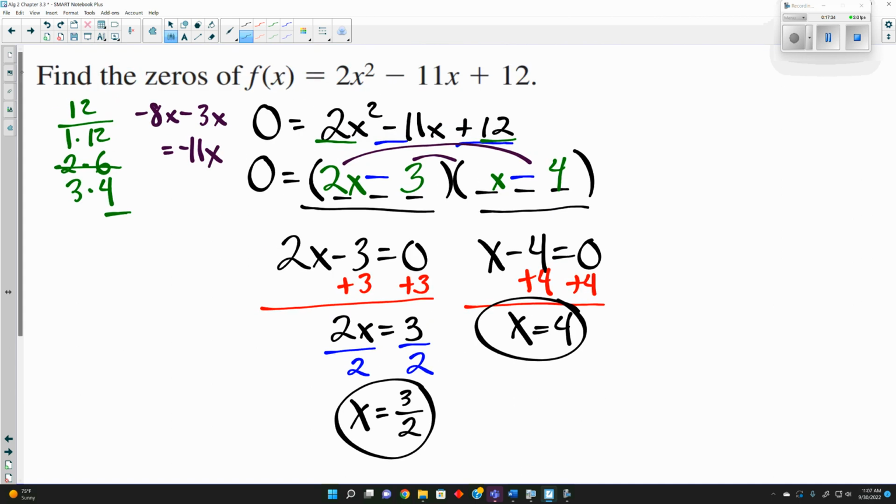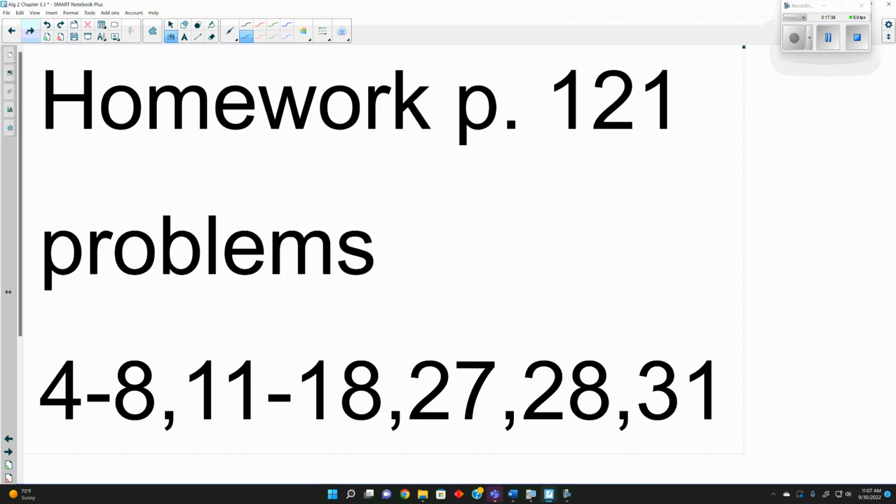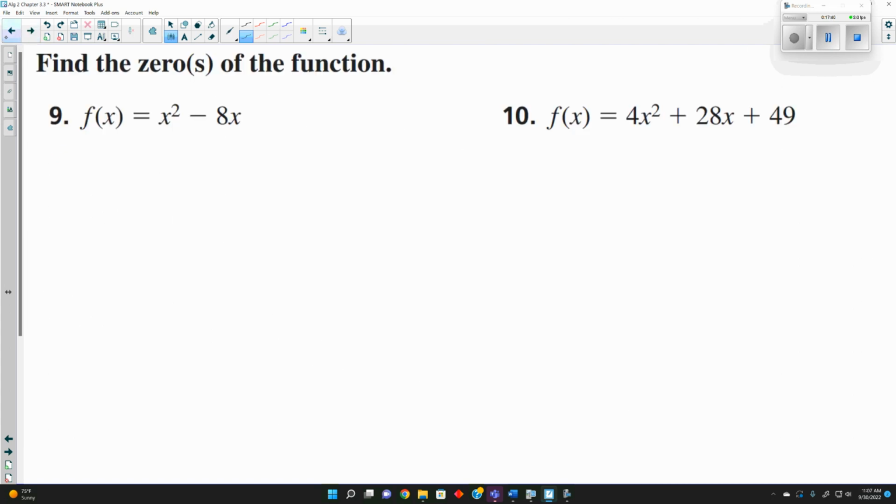Any other questions on any of this here? So we'll look at one last one and then we'll be done for today. And I want to look at 9. So we want to find the zeros for this here, x squared minus 8x, yes? So again, one of the first things we can do is to graph it.